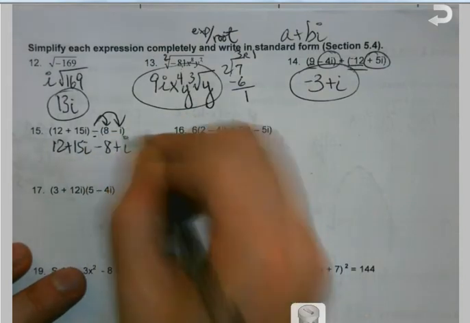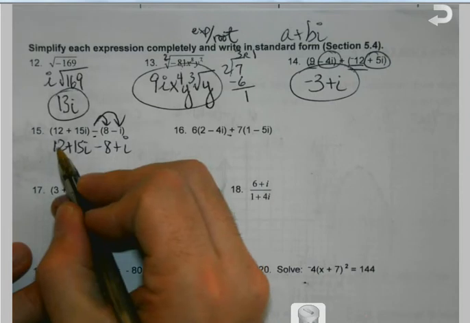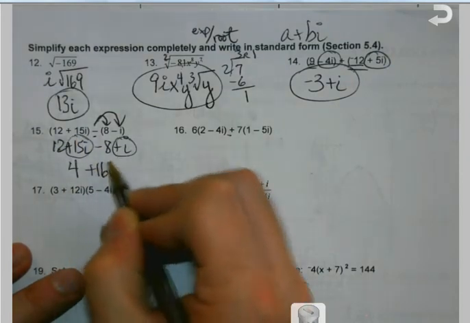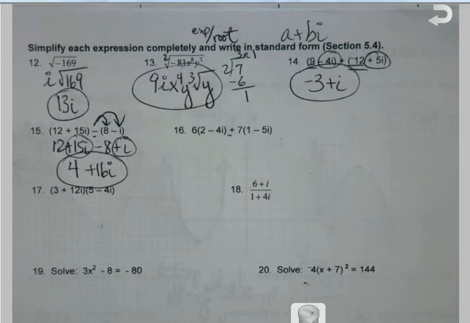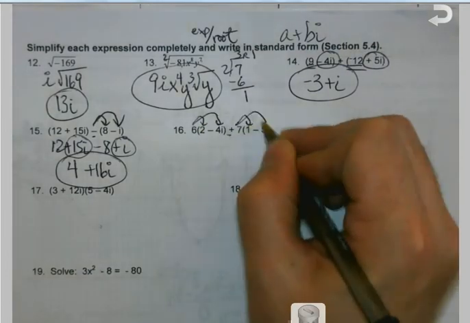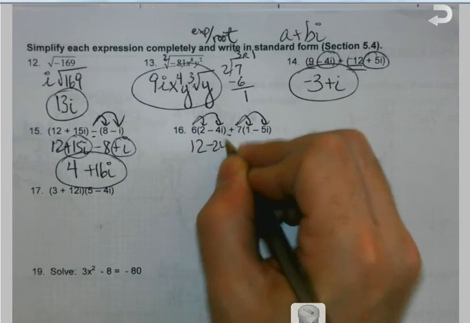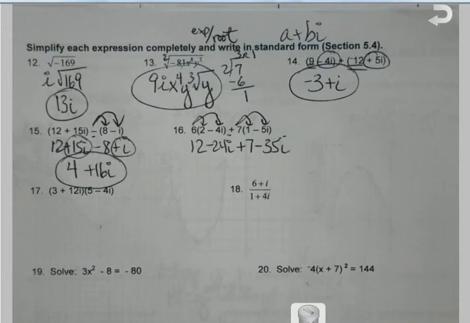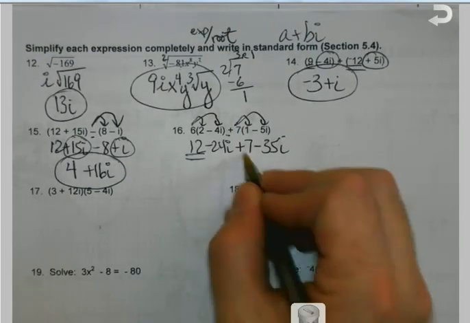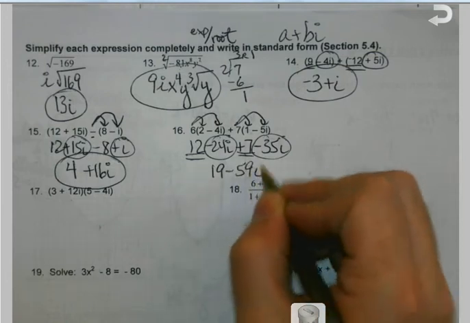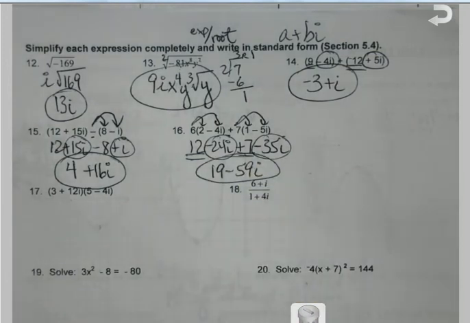Negative times negative is positive. 12 minus 8 is 4. 15 plus 1 is 16. And I'm good. Okay? And the only time I replace i with something is if it's i squared, which isn't going to happen until we multiply. Again, keep on distributing. Make sure you distribute to both terms, not just the first one. Don't stop here. Once you've combined like terms, you're okay.